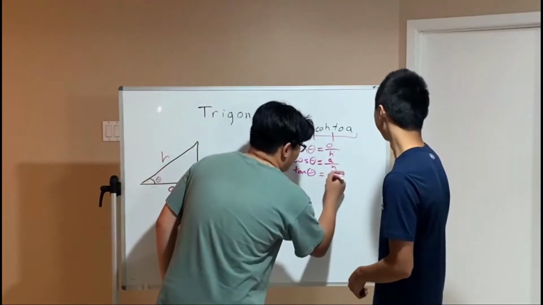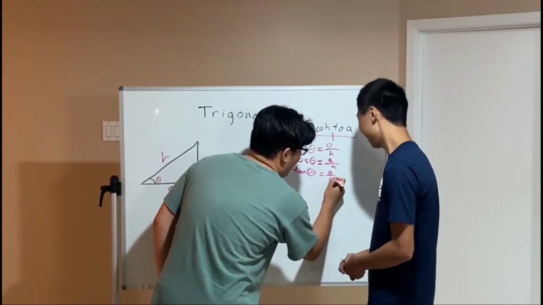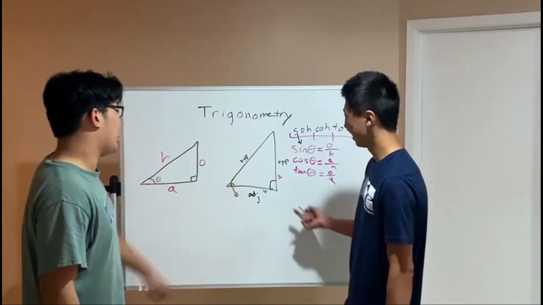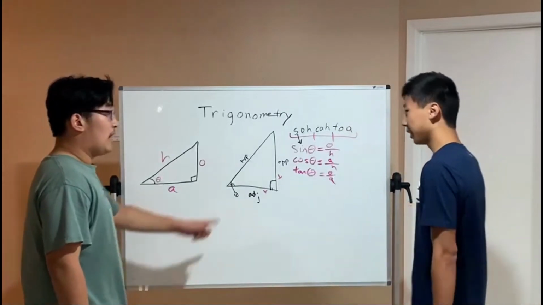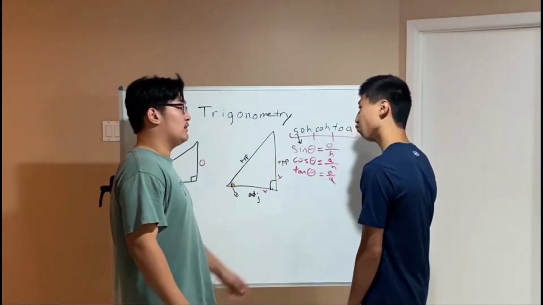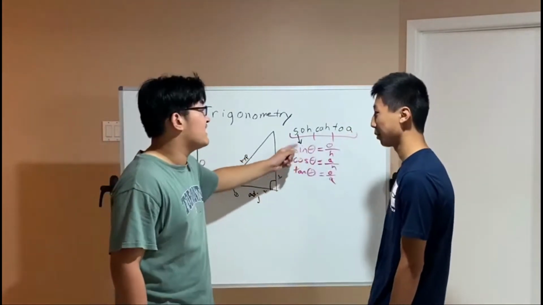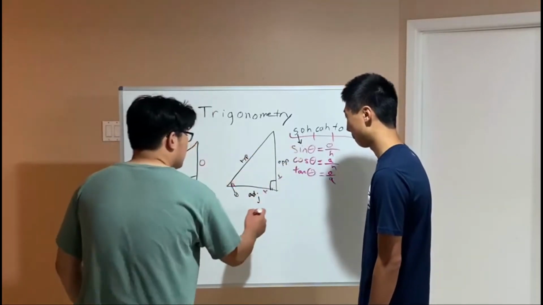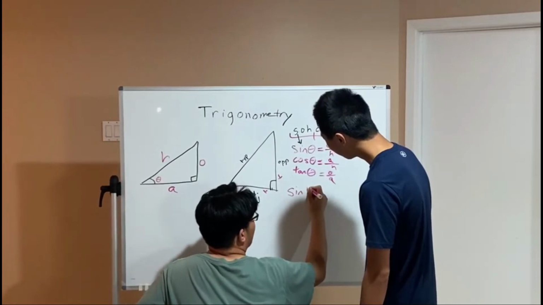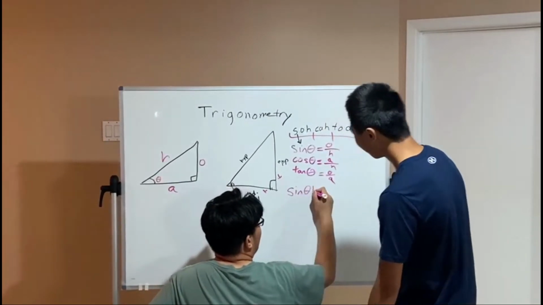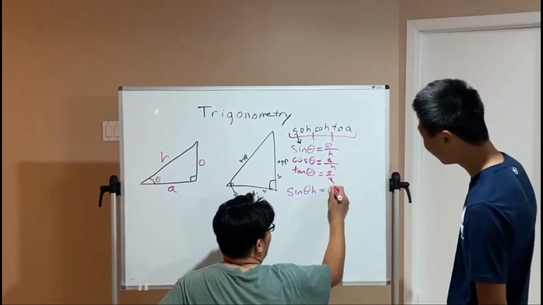And that's equal to the opposite side over the adjacent side. It's a simple fact here. We can rewrite all of this as well. We're going to rewrite only sine and cosine. Sine theta times H is equal to O.